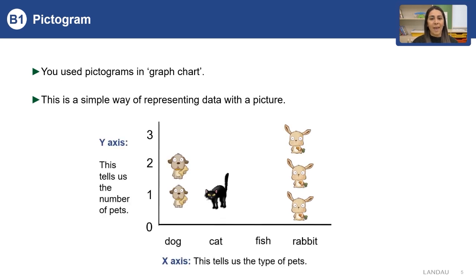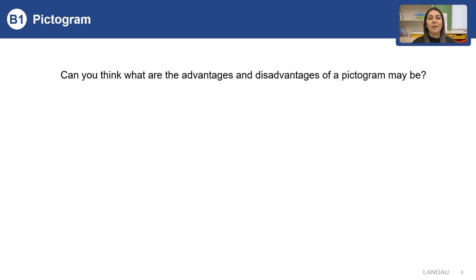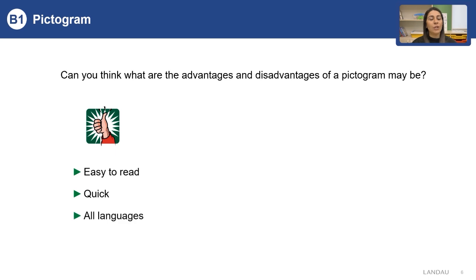You can see that the x-axis shows us the type of pets, and the y-axis shows us the number of pets. This is the pictogram. This is a simple way of representing the data with a picture. Pictogram has advantages and disadvantages. The advantages are it is easy to read, it is quick, and it is used in all the languages. Since you are representing the data as the pictures, you do not need to use any language.